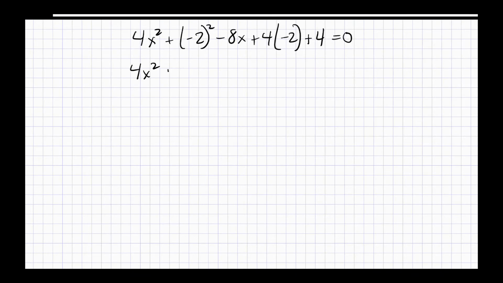So 4x squared plus 4 minus 8x minus 8 plus 4 equals 0. It's a quadratic because the highest exponent power, the degree, is 2. Okay, so I'm going to combine some like terms. I have a positive 4, I have a positive 4, and I have a negative 8. Luckily, all of those will cancel each other out, right? 4 plus 4 minus 8, 0.